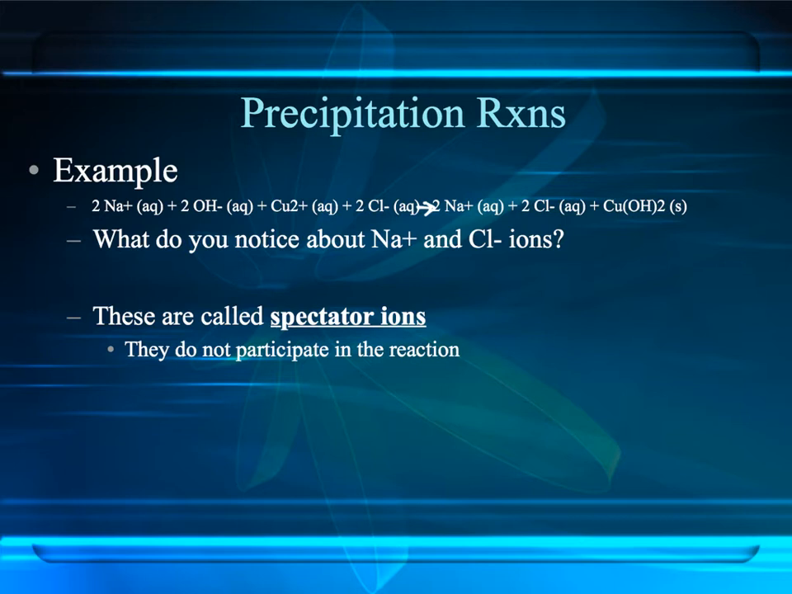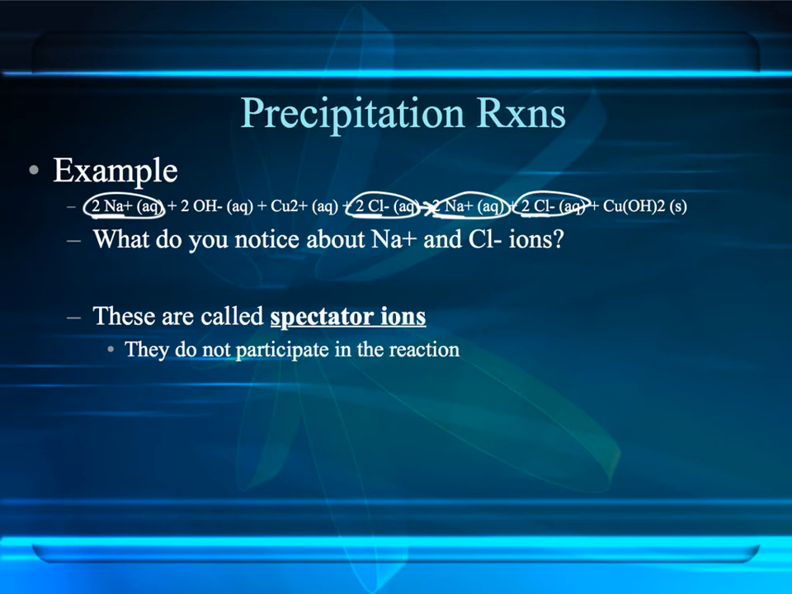Well, we start to pay close attention to what's going on here, and we might notice something. We can notice that the sodium ions and the chloride ions are on both sides of the equation, on both sides of the arrow. These are called spectator ions. Why are they called spectator ions? Because you have the same ion here as you do over here. You have 2 of them here, you have 2 of them here. They're both aqueous, both dissolved in water. They haven't done anything in this reaction.